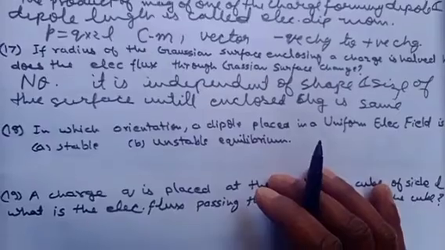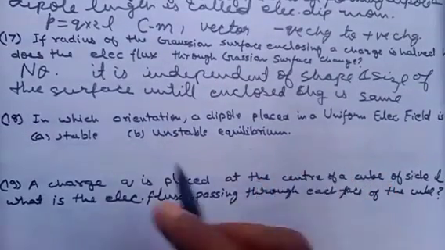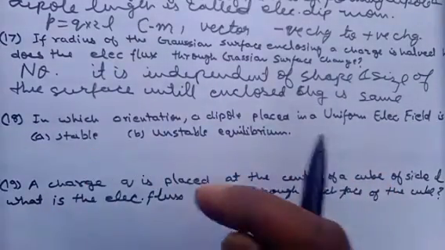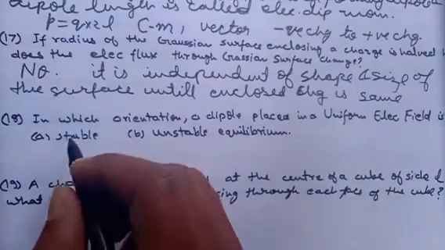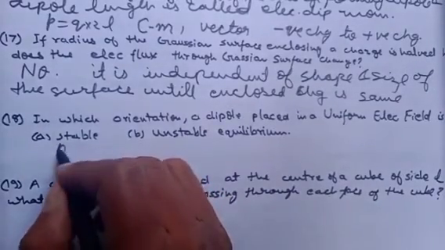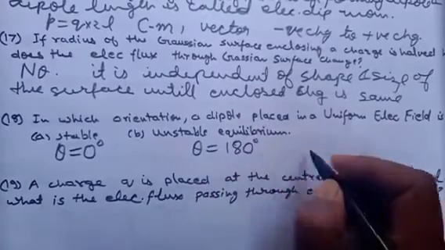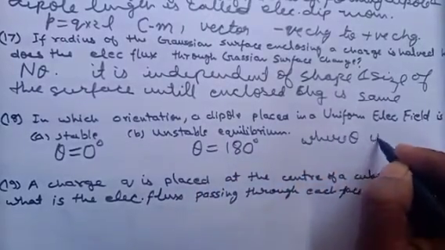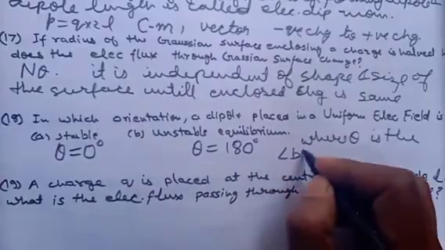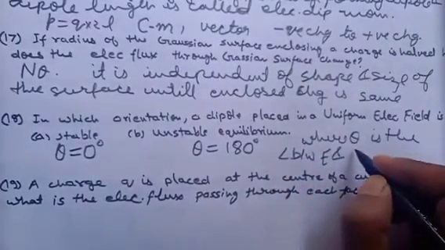In which orientation is a dipole placed in a uniform electric field stable, and unstable? This once came as a 2-mark question. For stable equilibrium, theta is 0 degrees. For unstable, theta is 180 degrees, where theta is the angle between the electric field intensity and the dipole moment.